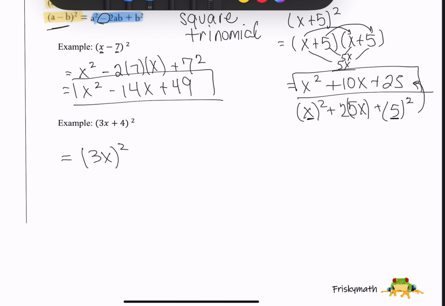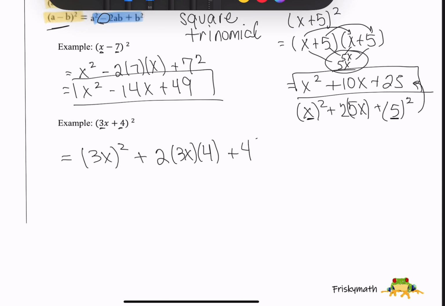Now, the sign between the two terms in my binomial is an addition sign, so my middle term will be positive. Because again, over here in (x + 5) times (x + 5), both terms were positive, and when we added them together, we got a positive 10x. If they were both negative, inners and outers would have given us a negative middle term. All right, so back to this. Taking the first term times the second term and doubling it: 2 times 3x times 4. 2 times anything is doubling it. And then the last term gets squared as well.